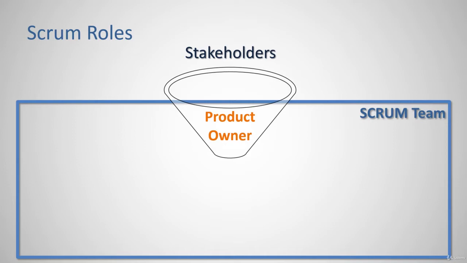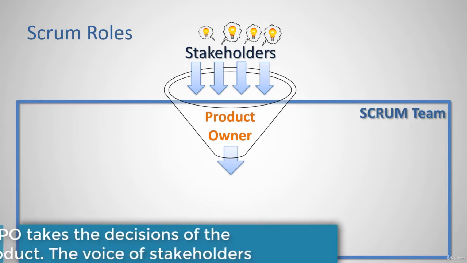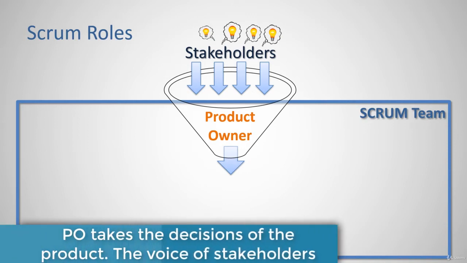The stakeholders usually have a lot of different ideas, and each of them might think that their ideas are important and should have priority. I show the product owner as a funnel, as she is the main interface of the Scrum team to the stakeholders. She has to work with them to take decisions about the product, to translate their needs into a prioritized and clear list of what to build. The product owner is the voice of the stakeholders and takes all the decisions of the product.